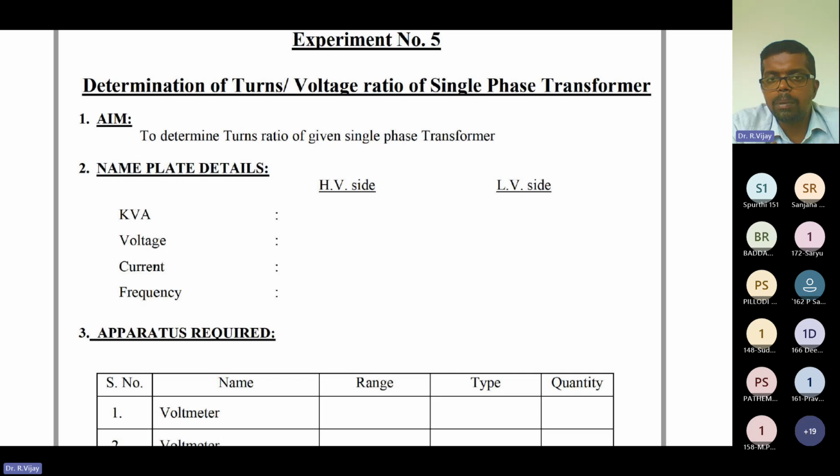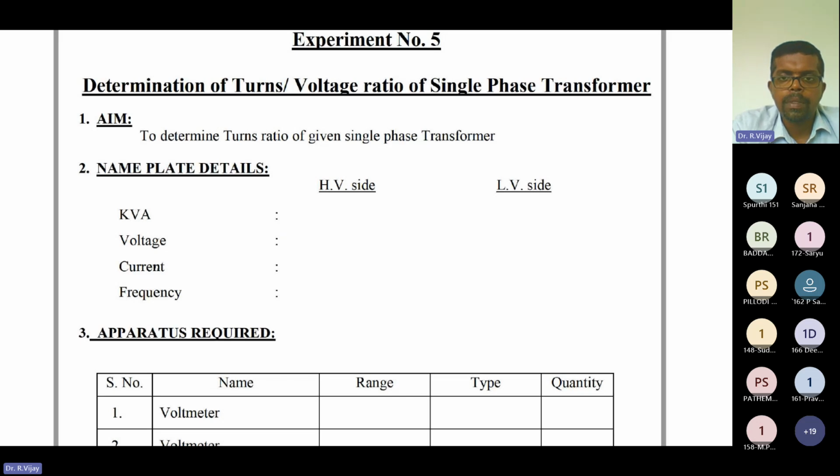Step down transformer means the turns ratio is, for example, 2:1. Step up transformer means 1:2. For example, on this side you are taking 230 volts. For a step up transformer, you want 230 into 2, that is 460 volts, on the secondary side. So that is the step up transformer. What is the turns ratio? 1:2. That's all, simple.